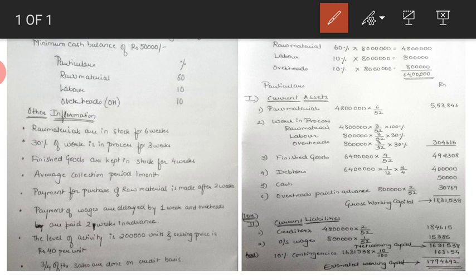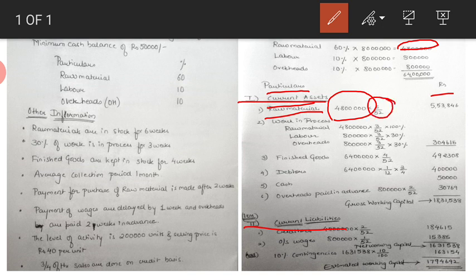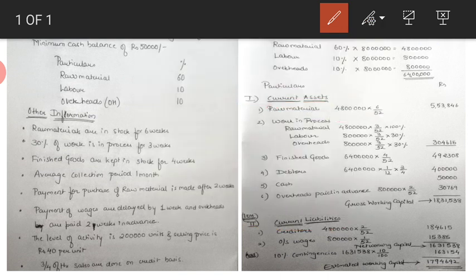We have a format which we are ready with, that is particulars and rupees, and we take first current assets and then less current liabilities. So under current assets, what is the first one? It is raw materials. As we have already discussed, working capital for raw material is calculated only on raw material cost. So what is the raw material cost? It is 48 lakhs. So 48 lakhs into 6 divided by 52. Why 6 divided by 52? Because it is kept in stock for 6 weeks. So 48 lakhs into 6 divided by 52 gives us 5,53,846. So this is how we calculate the working capital required for raw materials.